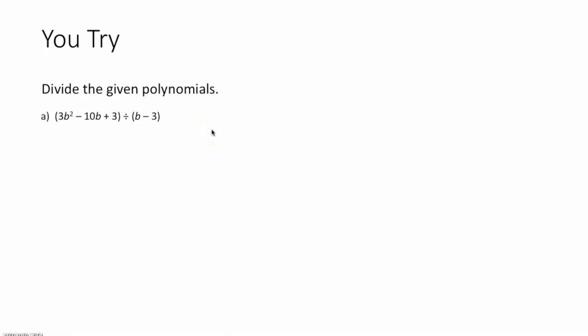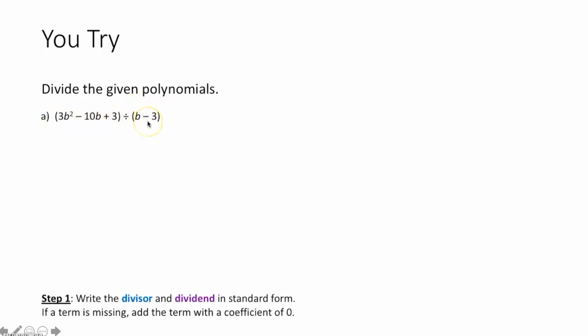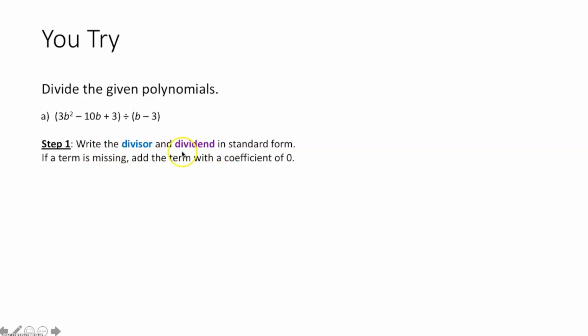You try. Okay, so again, we have a trinomial and we're dividing it by a binomial. So our first step is to write the divisor and dividend in standard form. If a term is missing, we're going to add the term with a coefficient of 0. So it looks like both of these are already in standard form, and neither of them are missing a term. We have b squared, we have b, and we have our coefficient. We have b to the first, and we have our coefficient.